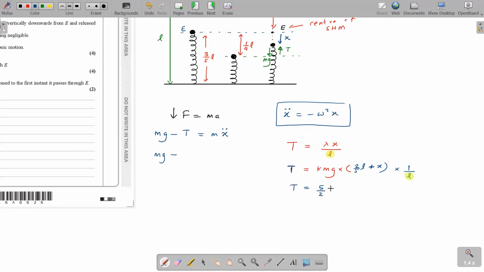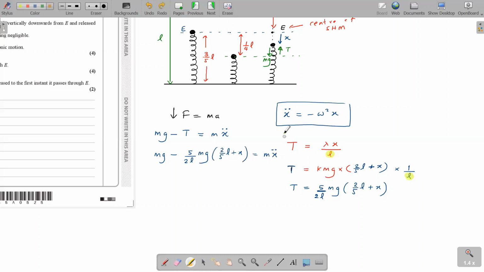Equals 5 over 2 mg into 2 over 5L plus x into 1 over L. So I'll put the L down here with the 2. Is that okay? I'll put the 2 down here with the 5. So 5 divided by 2L into mg times 2 over 5L plus x. So this is how I use the tension. Are you with me? Shall we substitute everything? So mg minus the tension value, 5 over 2L times mg into 2 over 5L plus x, equals mx double dot.